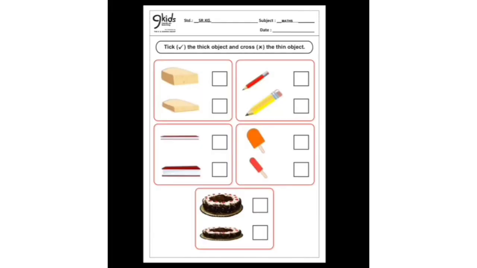Now let's get on to some worksheet. The first worksheet is to tick the thick object and cross the thin objects. The different objects are given here. You have to tick mark the thick object as correct and cross mark the thin object as cross within the box. The first picture is of a cheese block, second pencil, third book, fourth ice cream and fifth is cake.